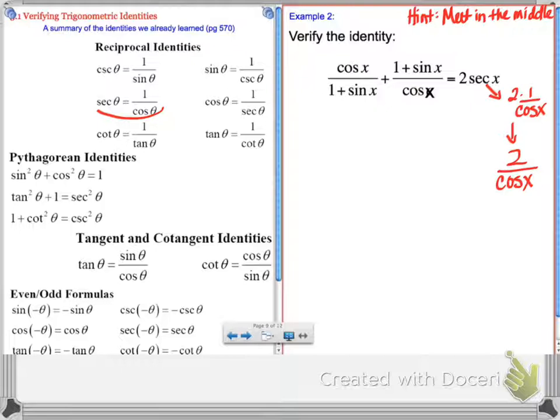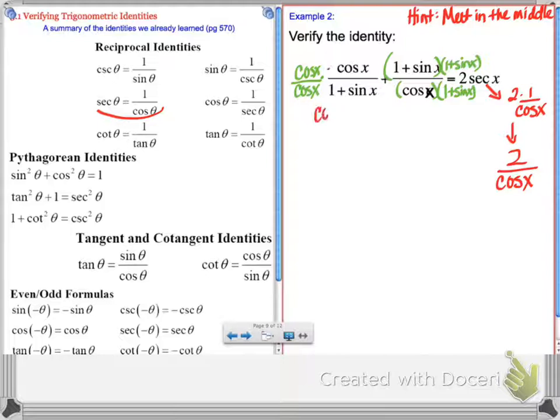Notice there are 2 pairs of fractions being added. I want to make this into 1 fraction because that is what we see over here. So in order to do that, I need to get common denominators. Here are my denominators, 1 plus sine of x and cosine of x. So on the left fraction, I need to incorporate a cosine of x in order to have a common denominator. So I'm going to multiply by a clever form of 1 for both of these fractions. The right fraction needs 1 plus sine of x in the denominator to have a common denominator. So I'm simply multiplying by a clever form of 1.